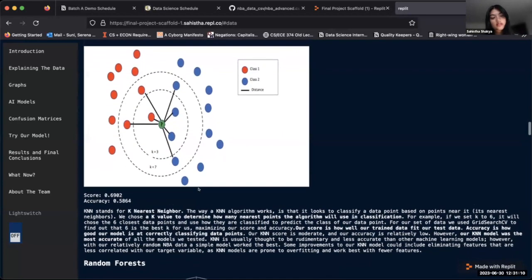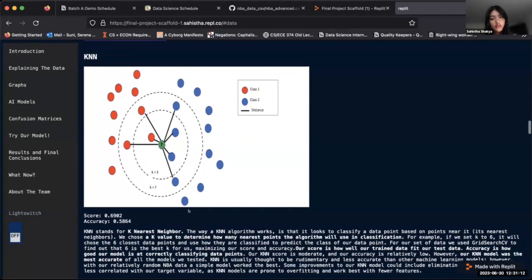So, hi, my name is Sahistha, and one of the AI models that we used was called KNN, which stands for K nearest neighbors. Pretty much how it works is that there's a K value that chooses how many points near the data point that we want. For example, if K was 3, it chose the two blue and the red dot that was closest to it. The score that it gave us is how well our trained data fits our test data, and accuracy is just how correct we were, which even though the scores were pretty low, it was the most accurate model overall.